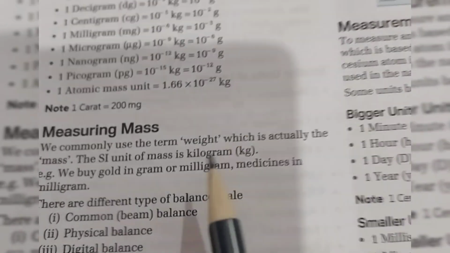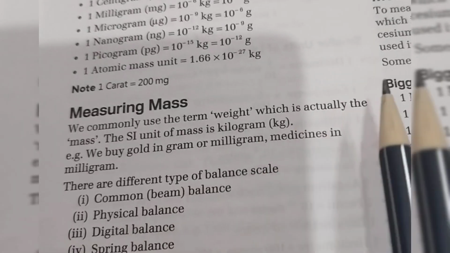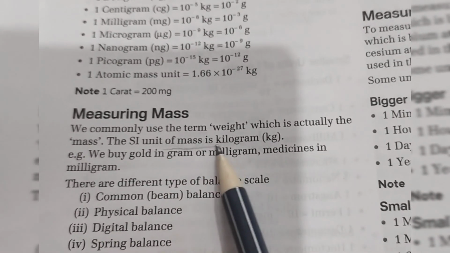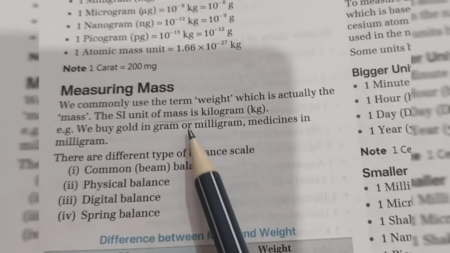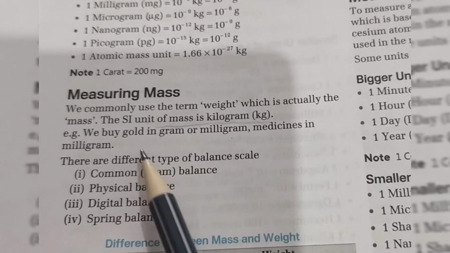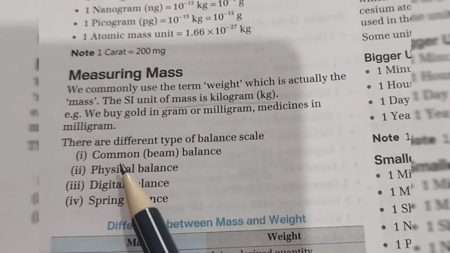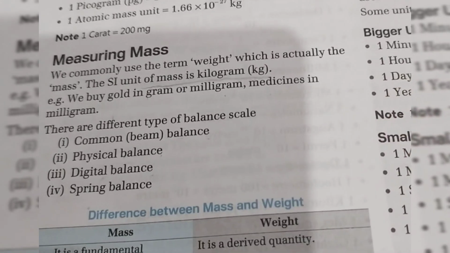So next one is measuring mass. We commonly use the term weight, which is actually the mass. The SI unit of mass is kilogram, as we have studied previously in the table. We buy gold in grams or milligrams, medicines in milligrams. There are different types of balance scale: common beam scale, physical balance, digital balance and spring balance.